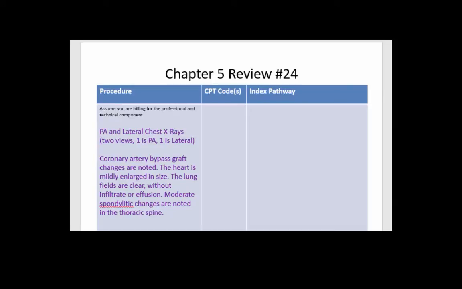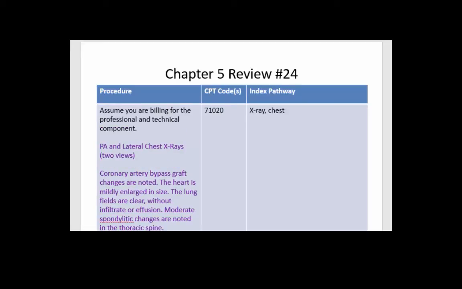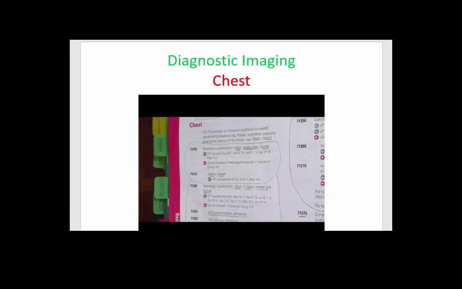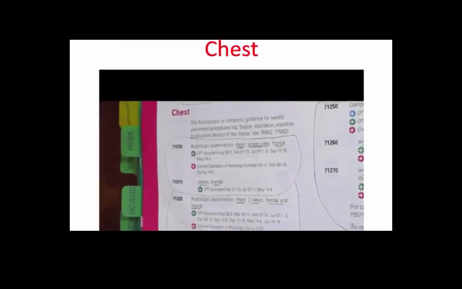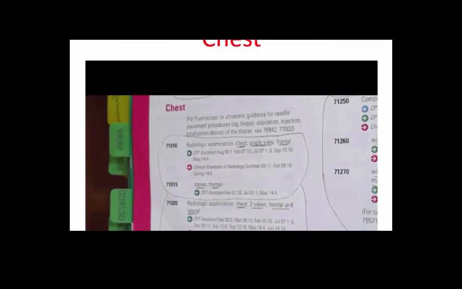This chest x-ray, also two views, PA view in the lateral, and there is the code. And here it is in the code book. Two views, 71020.